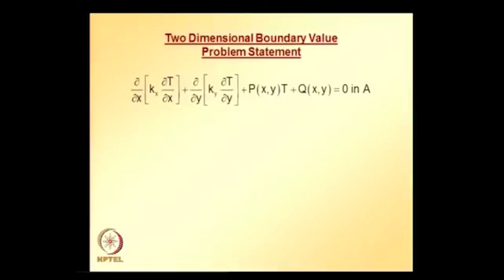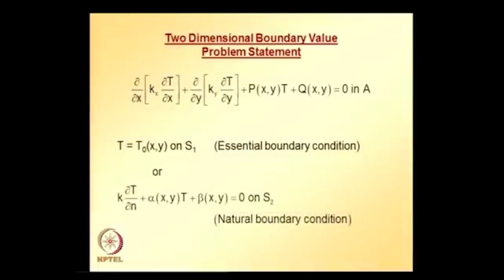The 2-dimensional boundary value problem statement is like this: partial derivative of kx times dou t over dou x with respect to x, plus partial derivative of ky times dou t over dou y with respect to y, plus p times t plus q is equal to 0 over a domain A, subjected to these boundary conditions. Essential boundary conditions and natural boundary conditions can be specified.